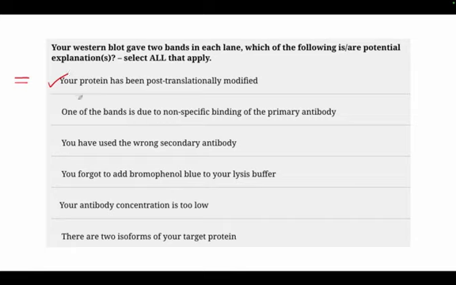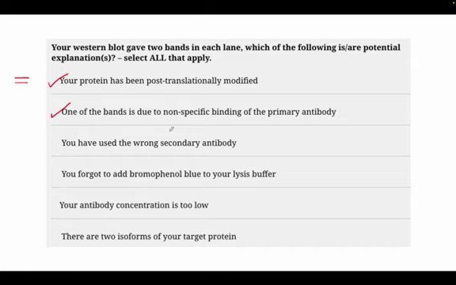Now, not all the bands we get in a Western are specific bands. Of course, we want a primary antibody that will bind only to our protein. But it is possible that there is some other protein in our cell which can react with our antibody. So maybe one of the bands is due to non-specific binding of our antibody. Maybe.